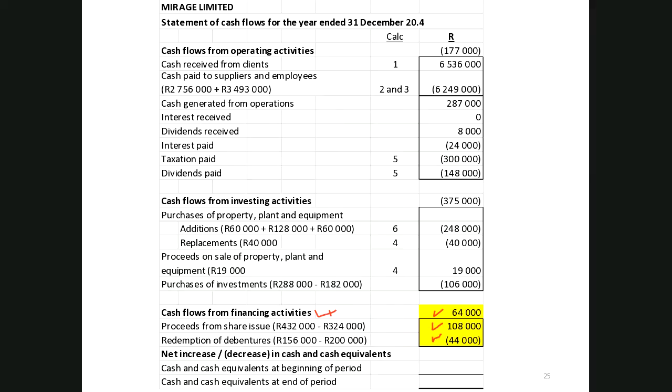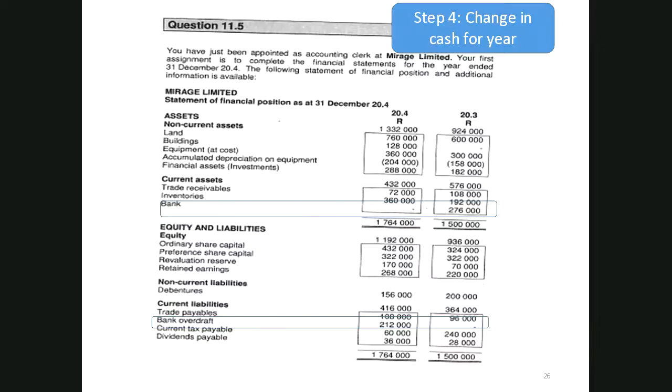Let's now finish off the last section where we look at balancing to the bank accounts. So you can see here we had money in the bank at the beginning of the year of 276,000, but at the end of the year we had an overdraft of 212,000. So if we take plus 276,000 and go down to minus 212,000, we spent close on 500,000 Rand during the year. We took that out of our bank account.